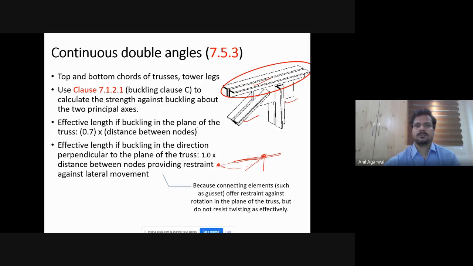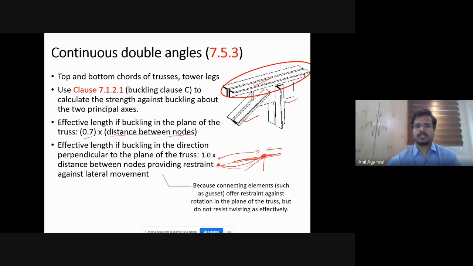In that case, in the plane of the truss, you take the distance between the nodes and multiply with 0.7, because what you can say is that only this length is going to buckle. It does not mean that this length is also going to buckle. So this length and the other members here, they will all offer resistance against buckling. So I'll get 0.7 times the distance between the nodes.